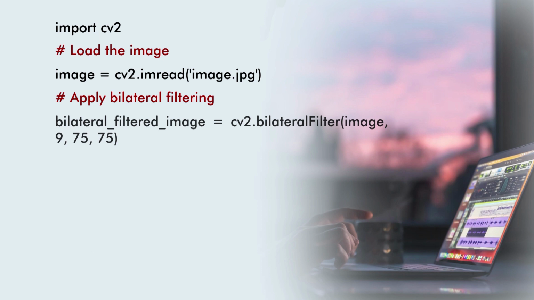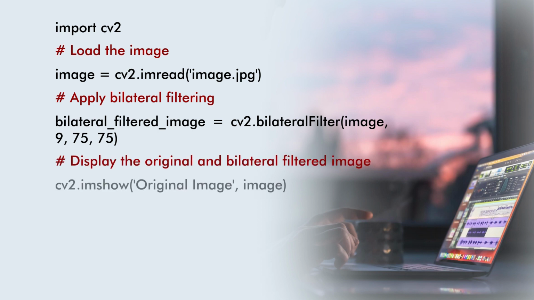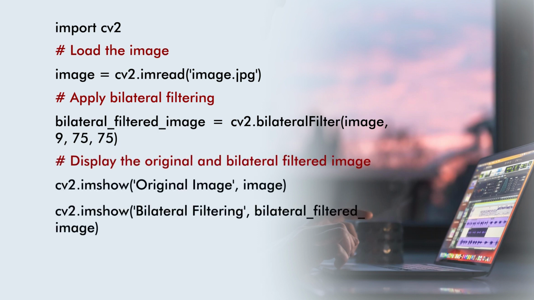But before that, we have to give the values like 9, 75 and 75. These are the color space values. We can choose other values also according to the image. So, we have to display the original and bilateral filtered image, and we can show them by image show, for our original image and the bilateral filtered image.